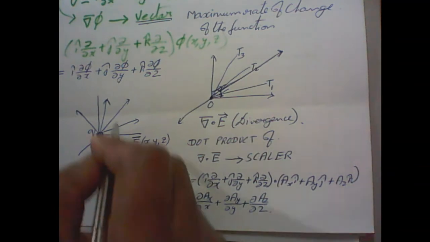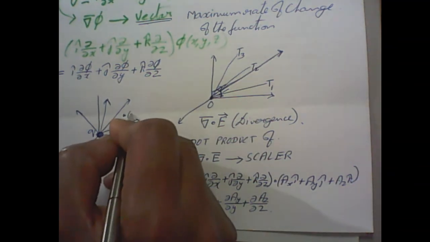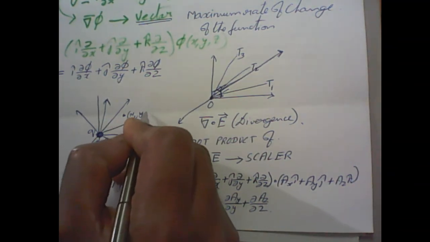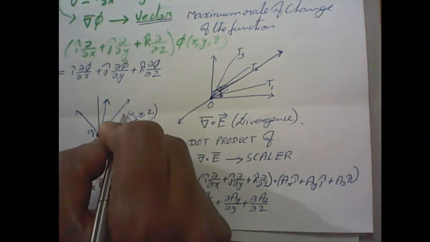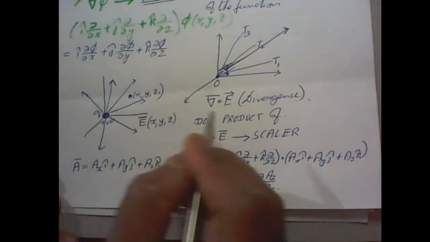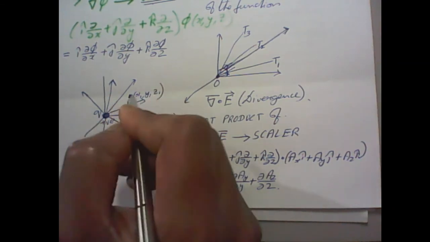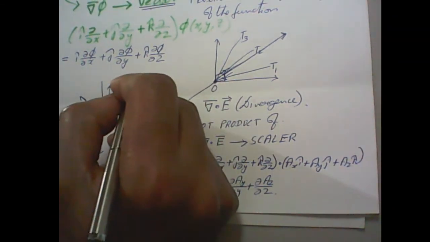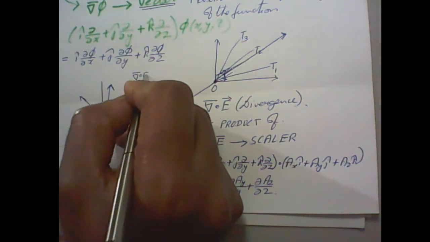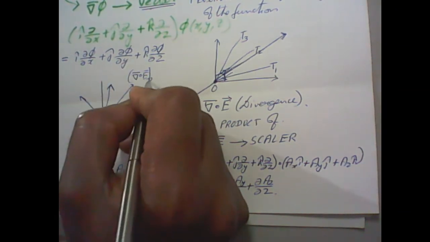Let me say I take this point which has the coordinates x1, y1, z1. For the electric field, I can find out for this point, let me say this is the point P1. At this point, we can find out the divergence of the electric field at the point P1.